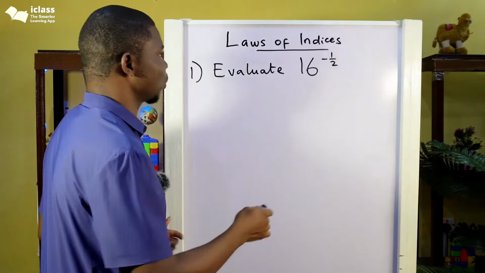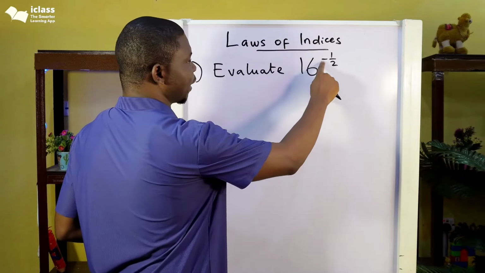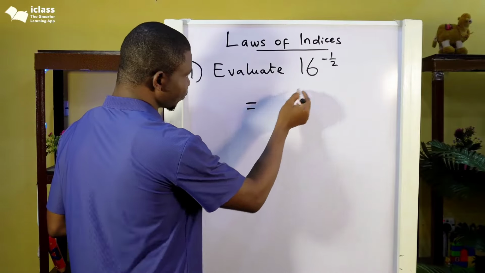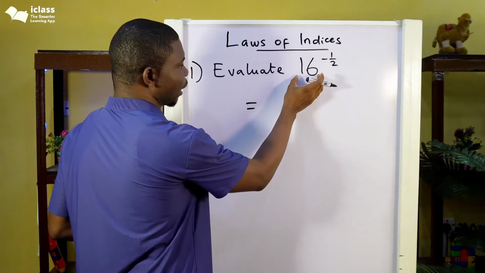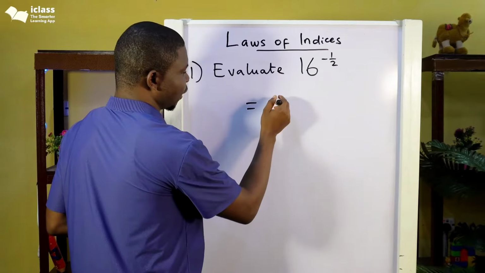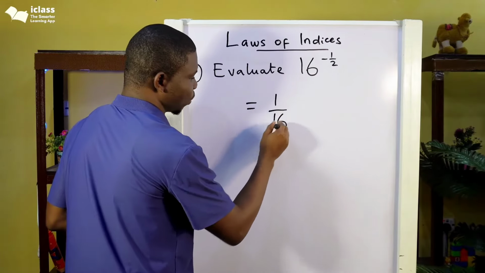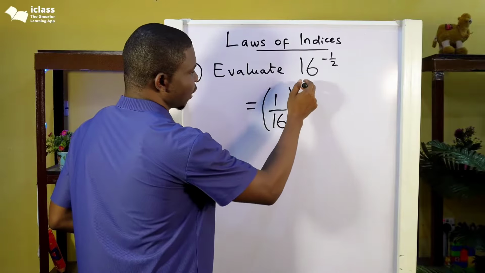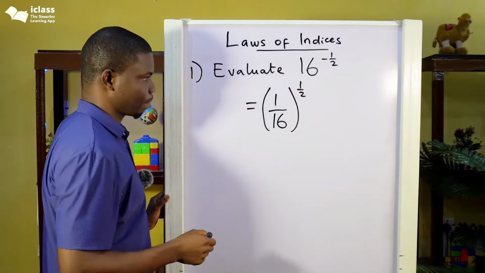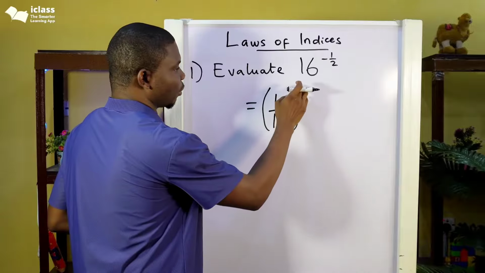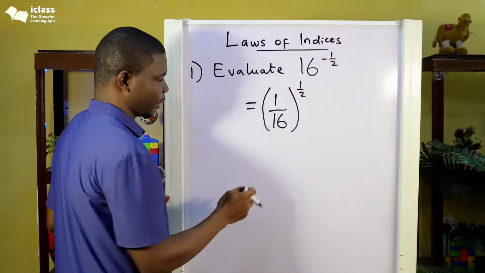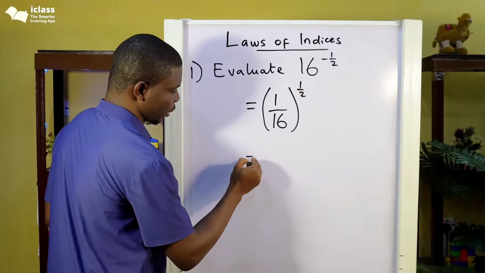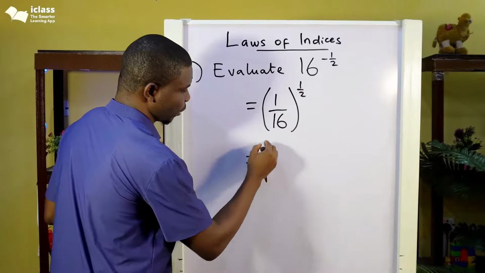First of all, we need to apply the law where we take out the negative from the power. To do that, we have to invert the base of the index. So instead of 16, it will be 1 over 16. And now we can safely take out the negative from the power. What does power 1 over 2 mean? Remember, the denominator of the power would be the root of the base.